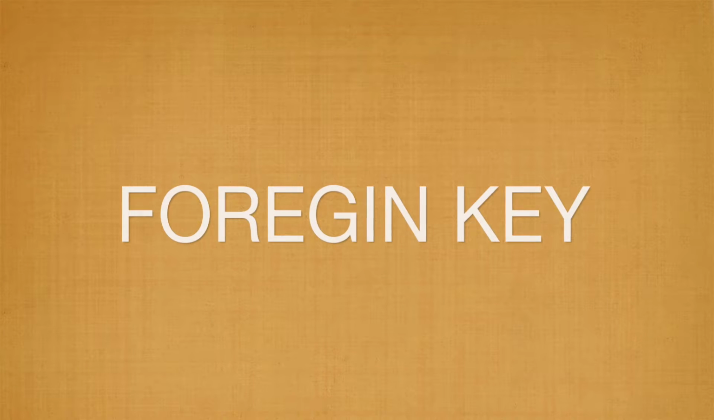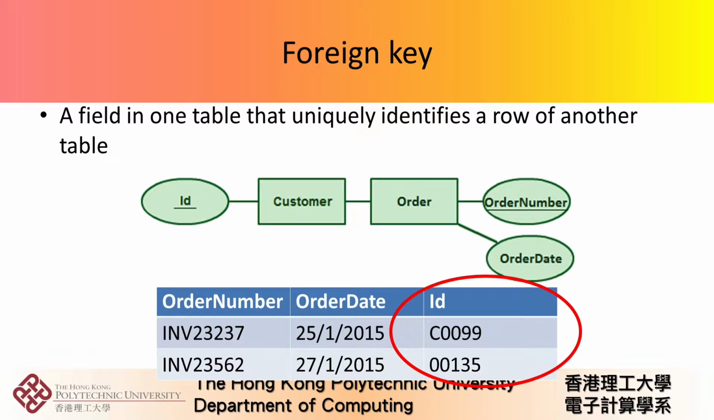A foreign key is a field in one table that uniquely identifies a row of another table. For example, in the table recording the details of the order, the ID of the customer is the foreign key of this table.